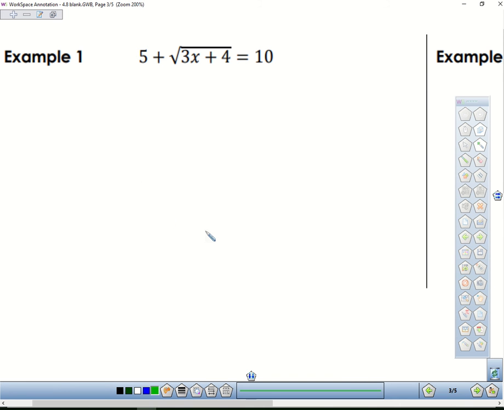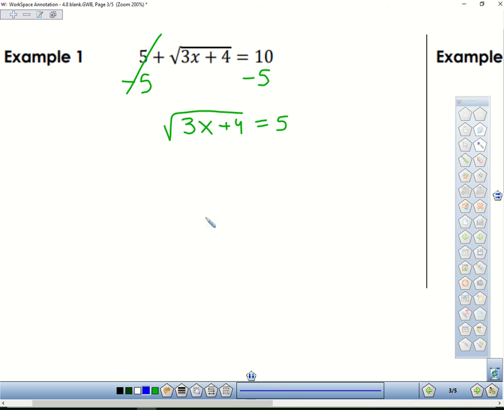All right. So the first thing we're going to do in example 1 is we need to get our radical by itself. Okay? Our goal is to always get the radical by itself if we only have one radical. So what can I do to get the radical by itself? Subtract 5. Good. I'm going to subtract 5 on both sides. And when I do that, that's going to leave me with radical 3x plus 4 is equal to 5.